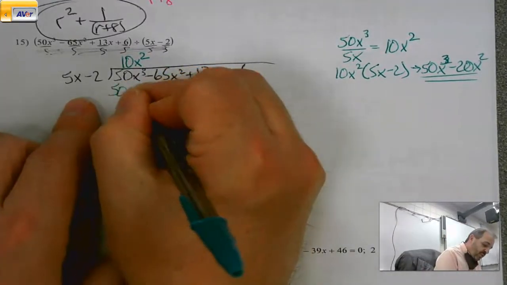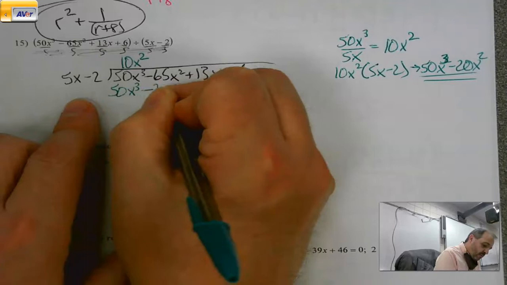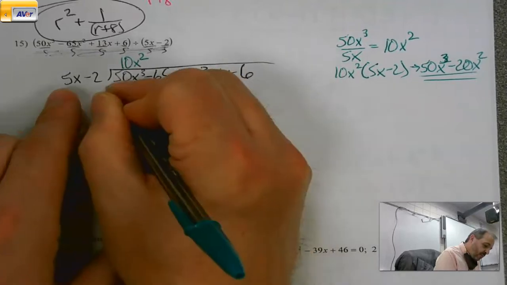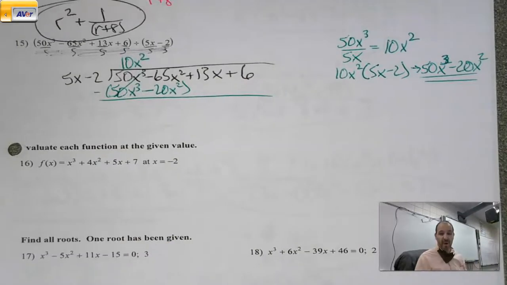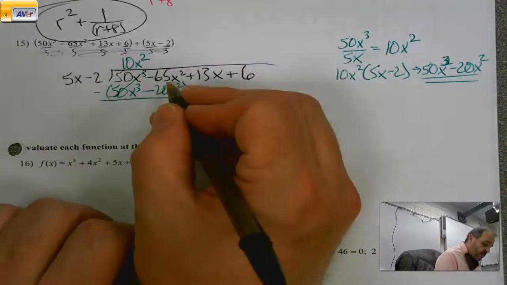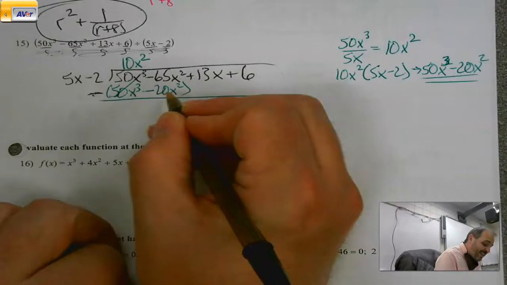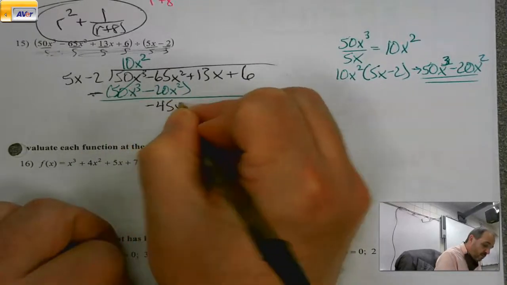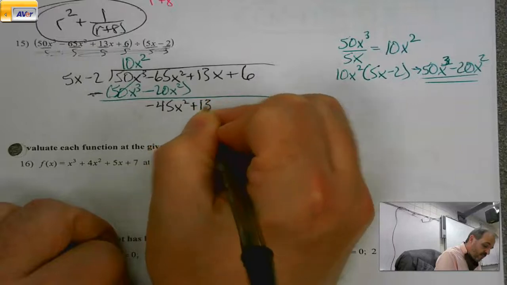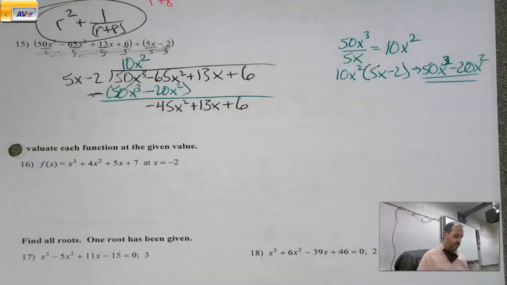just like with long division, goes underneath here. The first terms should always cancel. If they don't, something went wrong. So negative 65 minus negative 20 would make it plus. Pull the rest of my terms down. And now we start the process over again.